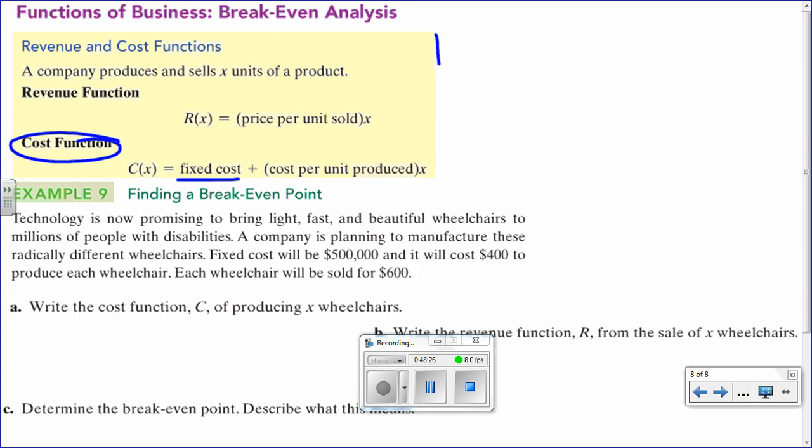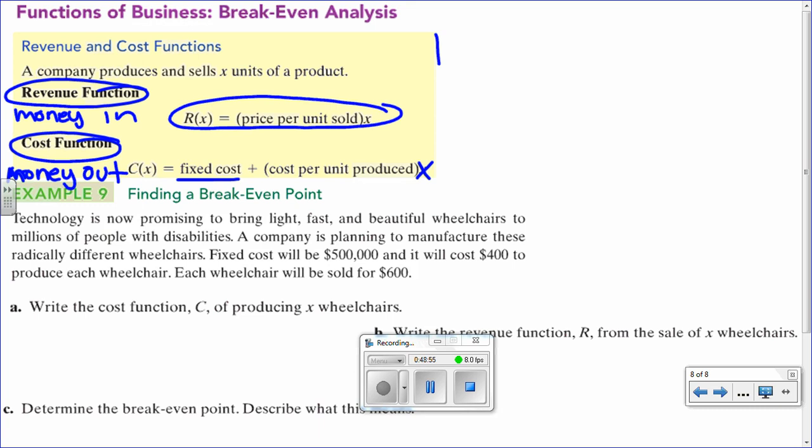To find the cost function, you have to add them both. And of course, how many units do you have? You use a variable. Now the revenue. So this is money going out. And then the revenue is money coming in. So it's how much you sell a unit for.